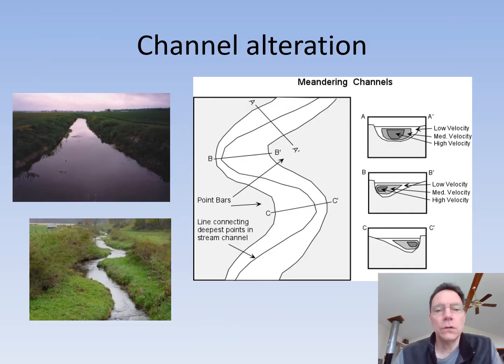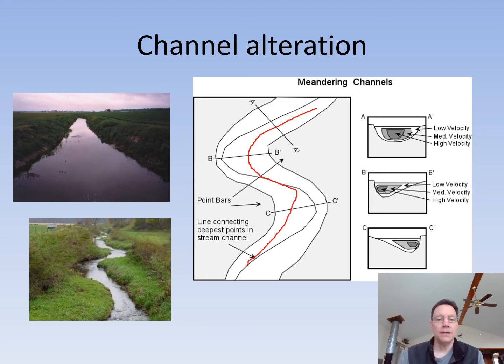Okay, so another thing we tend to do, we humans, is channelize streams. We're going to hear from Charlie about the Kissimmee River. That's one of the longest channelized rivers in the world, unfortunately. And so we turn a stream that formerly meandered through the landscape like this, as we saw, into something that looks like this. It's a canal, basically. It's long and straight and does not have any ability to meander across the landscape.